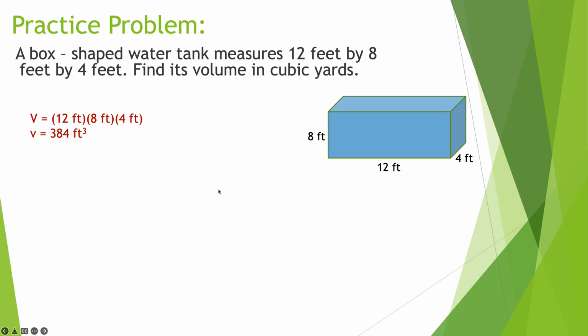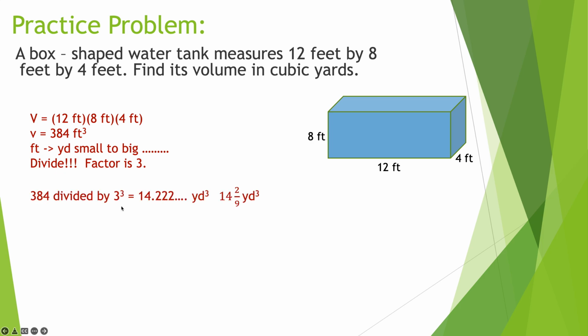It's 384 feet cubed, but they don't want the answer in feet cubed. They want it in cubic yards. So if I'm going from feet to yards, it's small to big, so I have to divide. What's the factor? The factor is 3. But keep in mind, our units are not just feet, it's feet cubed. So I have to divide by the factor cubed, which is 27. So 384 divided by 27 is 14.2 repeating yards cubed, or 14 2/9 yards cubed.